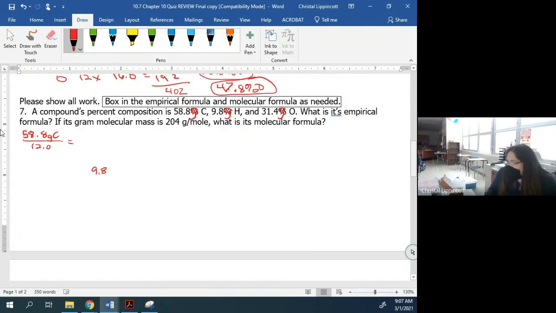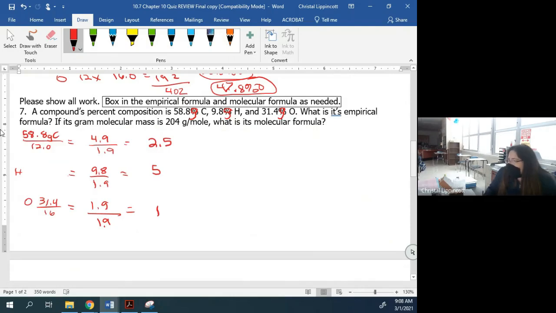Hydrogen's already done. It's divided by 1, so that one's an easy one to do for hydrogen. And then oxygen, 31.4 divided by 16. This ends up being 1.9. This ends up being 4.9. Okay. Then I'm going to divide by the smallest mole amount. This, of course, is 1. You should be able to do that in your head. This one is 5, and this one ends up being 2.5.